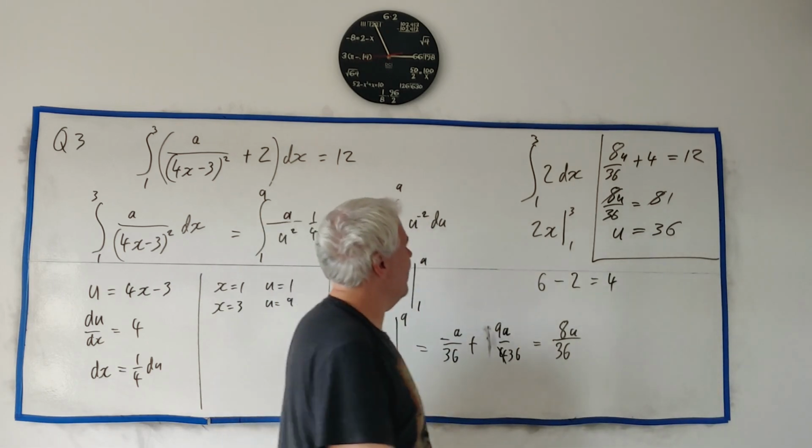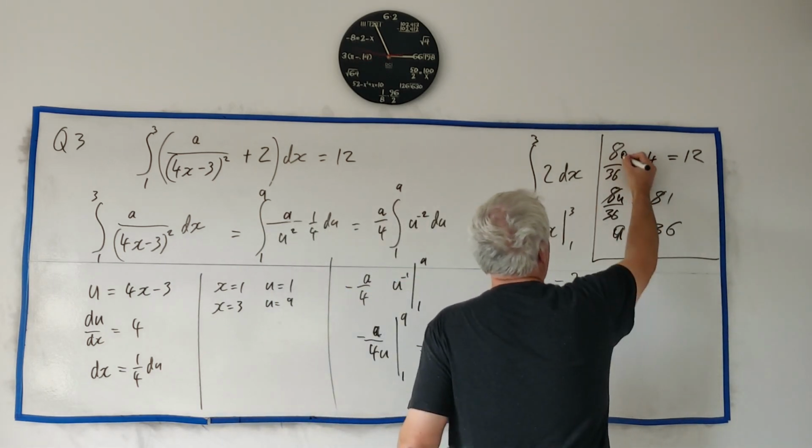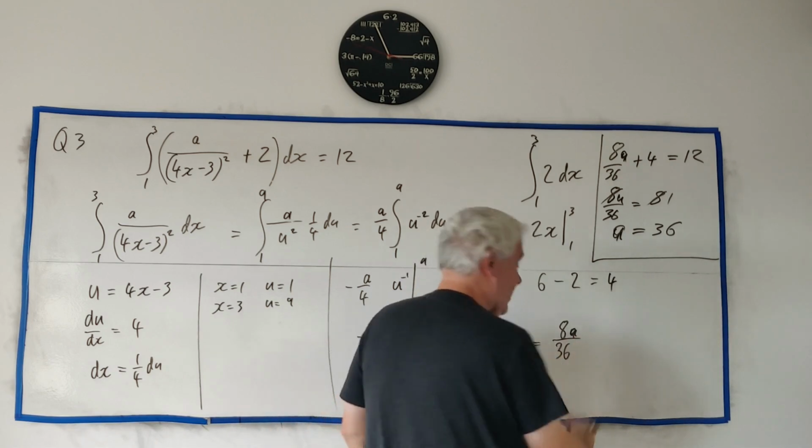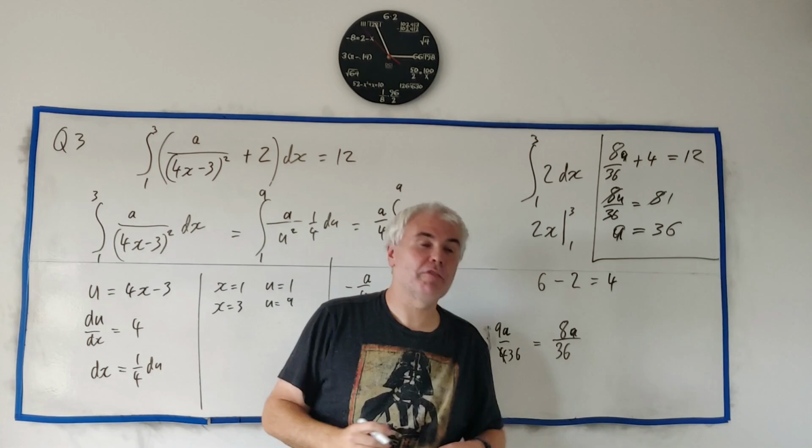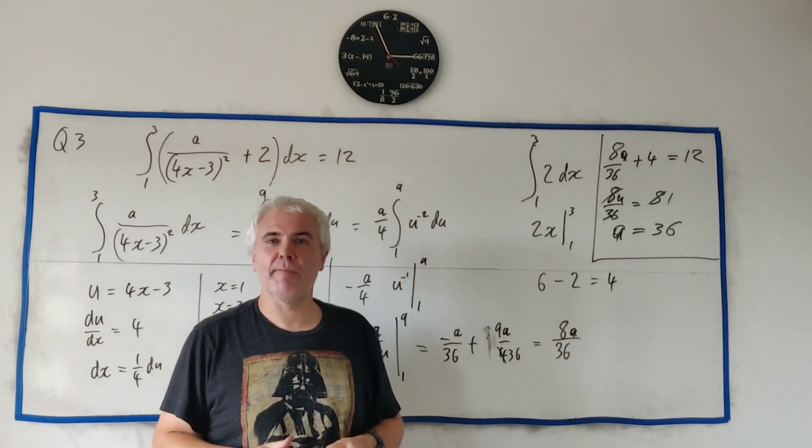36. Sorry, u, that should be an a, shouldn't it? That was an a all along. Oh my God, my a's look like u's as well. I have to go to calligraphy classes, I think, if I want to stay teaching.